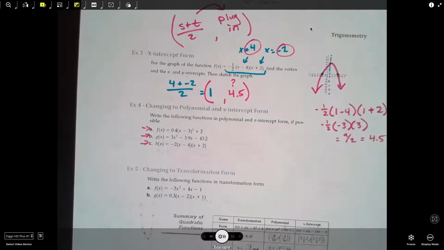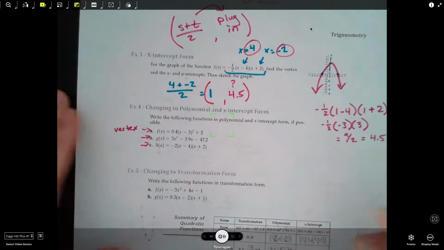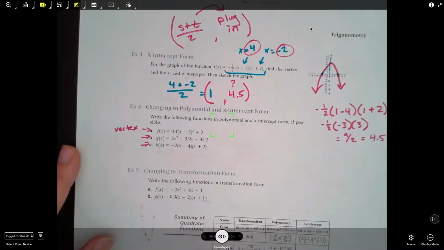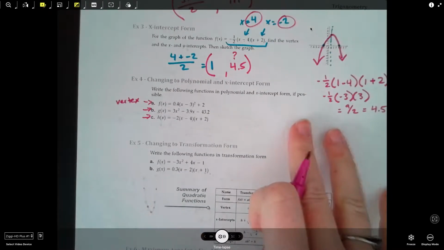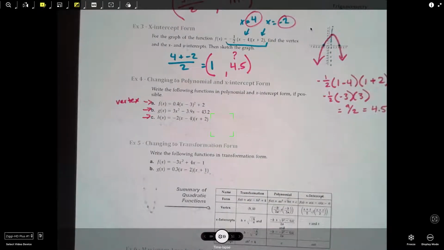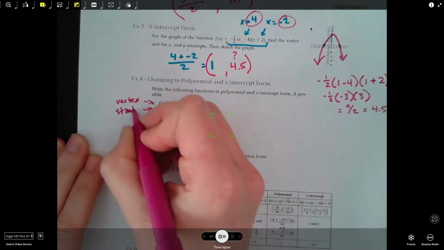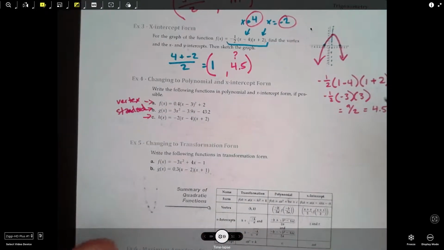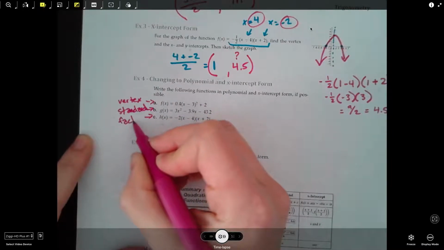What form is part A in? Which one of those forms is he in? He is in vertex form. They call it something else. What do they call it? Do they call it vertex form? Transformation. I don't like that. Vertex form. What's part B in? Standard form? Okay, and C is in factored form.